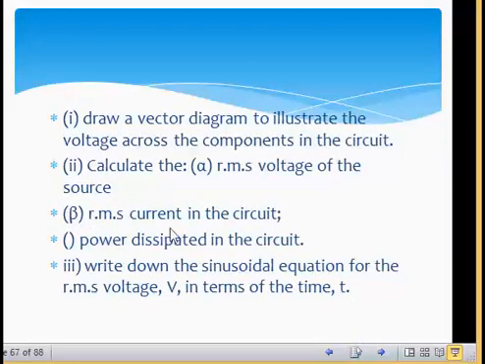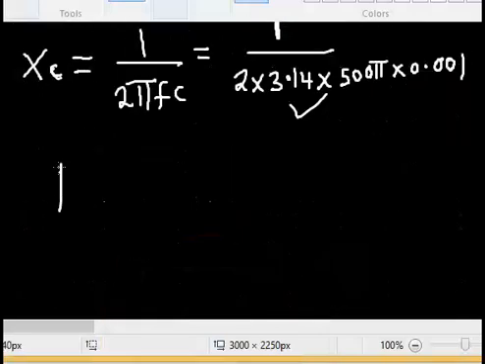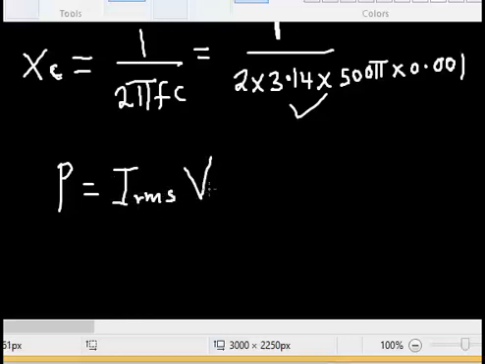And finally, what's the next question? The next question, power dissipated in the circuit. Power dissipated in the circuit, right? Power, don't forget, it's always given by current. So that's going to be IRMS times VRMS. So whatever you have as your IRMS multiplied by VRMS, that gives you the power.